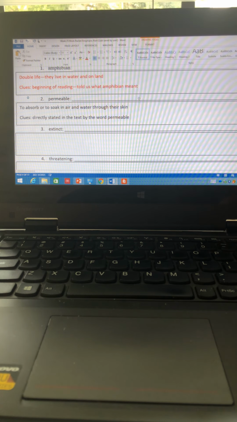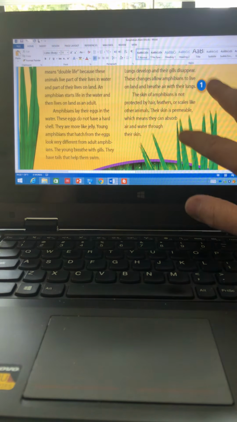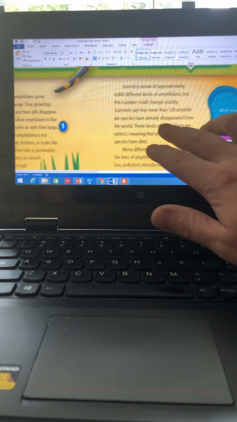And our third word we're going to do together is the word extinct. And this is going to be our final word that we're going to do as a group. And then I'm going to ask you to do number 4 and 5 on your own. And then I'm going to also ask you to finish up the questions that go with today's assignment. The word extinct. If we're looking in the text, we're trying to find that word extinct, and we're trying to figure out where could it possibly be.